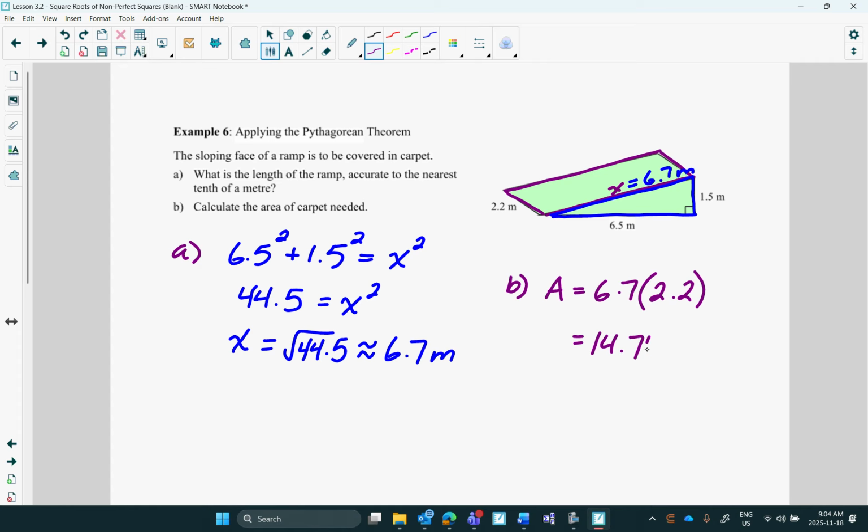14.74. Are you done? Meters? Square. Yes.